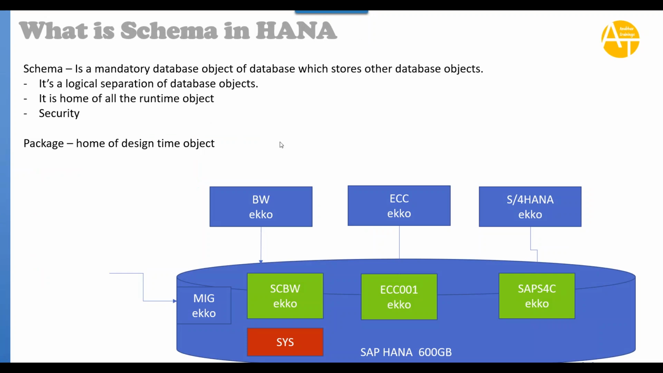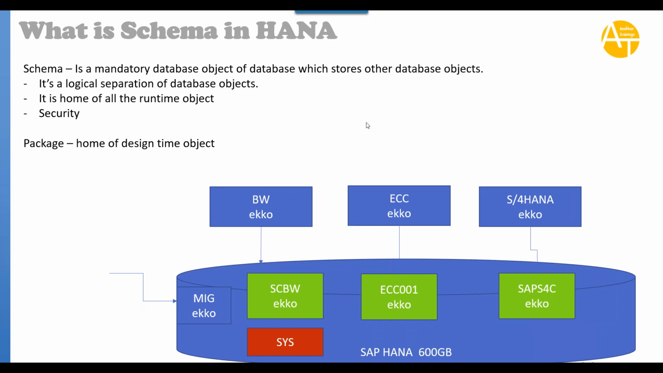The first concept is called schema. What is a schema? A schema is a mandatory database object, and this database object is used to store other database objects. So it's a compartment. Like if you open your cupboard in your house, you see there is one section where you keep all your trousers. There is another section where you store all the shirts and t-shirts. There is another section where you store ties and nose pins and socks, yeah, accessories. So like this in an SAP system we have HANA, and HANA is composed of multiple compartments.